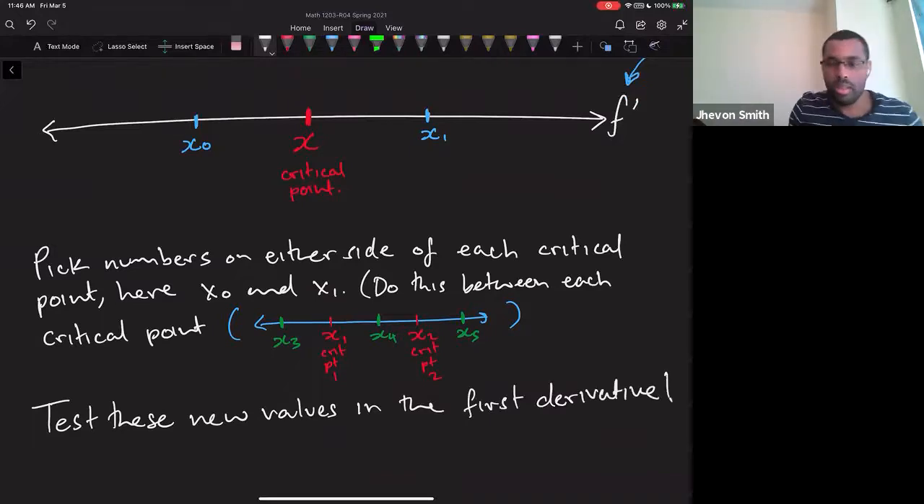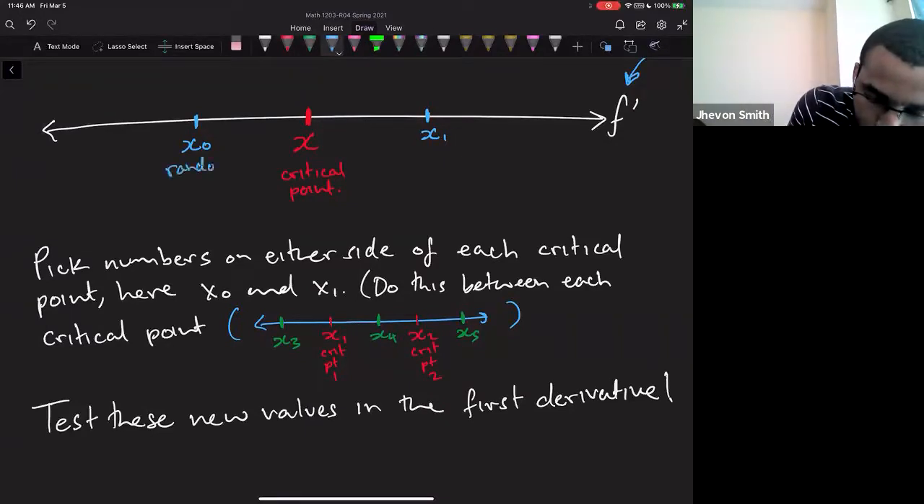Okay. So for the most part, these values are completely random, right? They're not particular values you would have, right? So this is just some random number to the left and some random number to the right.